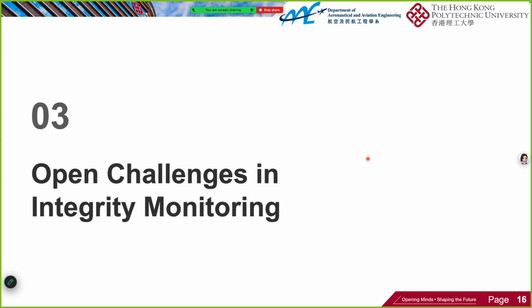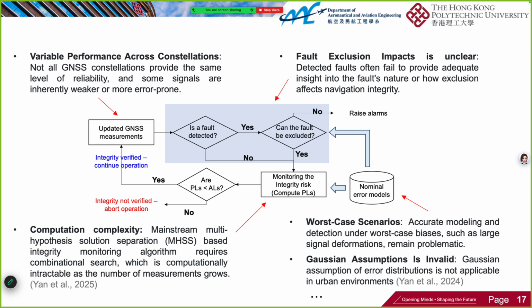With that in mind, let us now look at the current challenges in this area. First, the performance may vary across different GNSS constellations, so the reliability is not always the same for each constellation. Second, the effect of fault exclusion is not clear. Even if a fault is detected, it is not always easy to understand how excluding the measurement will affect the final navigation integrity.